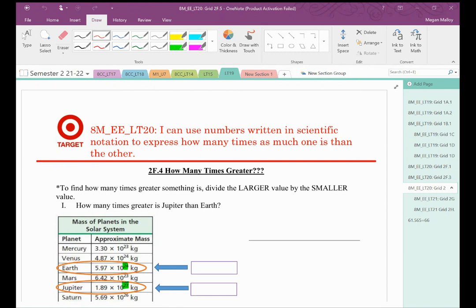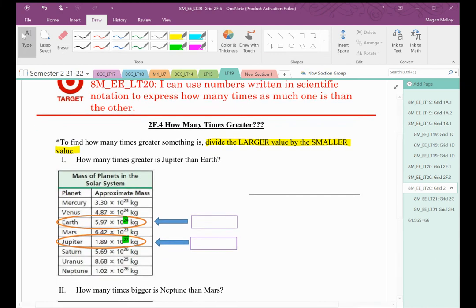We are going to continue with our learning target 20, which is: I can use numbers written in scientific notation to express how many times as much one is than the other. So to find out how many times greater something is, we are going to divide the larger value by the smaller value. And we're going to identify which is larger or smaller using our comparing method that we talked about in our previous video. So our first question says, how many times greater is Jupiter than Earth?